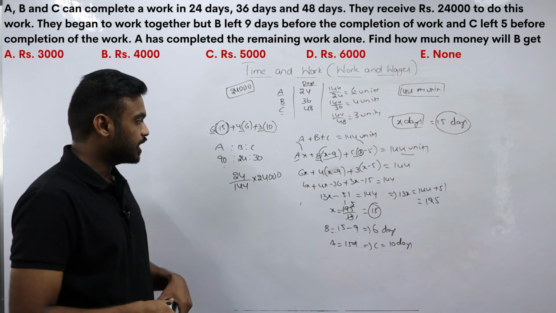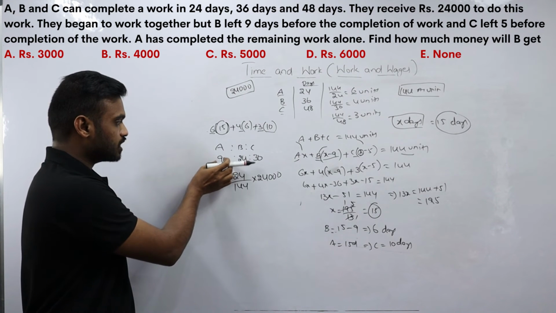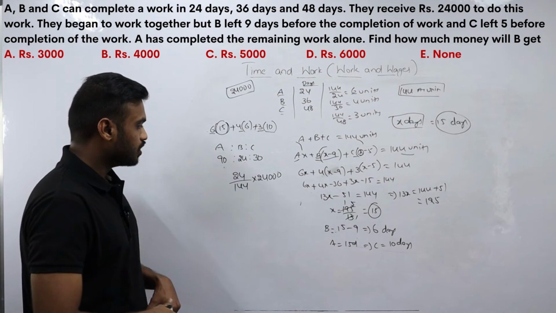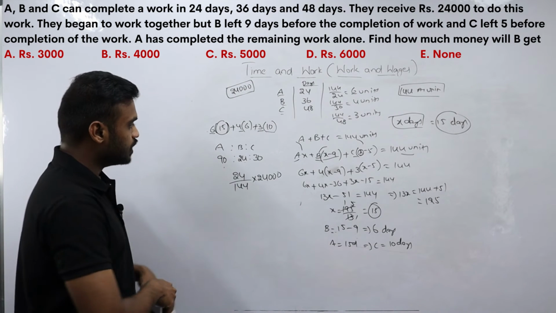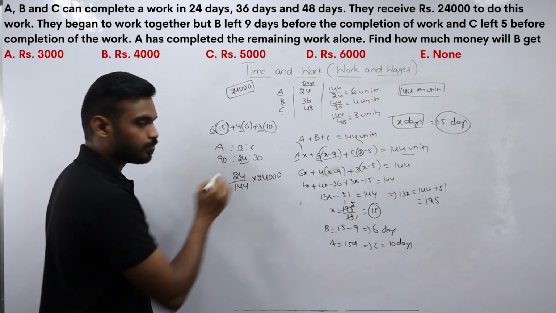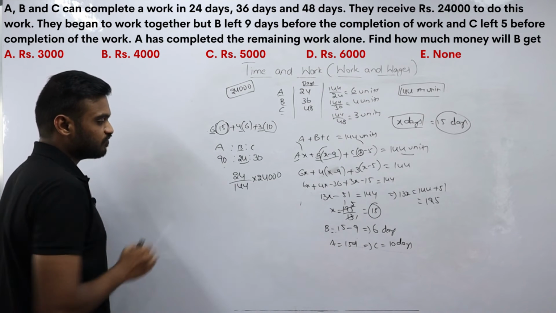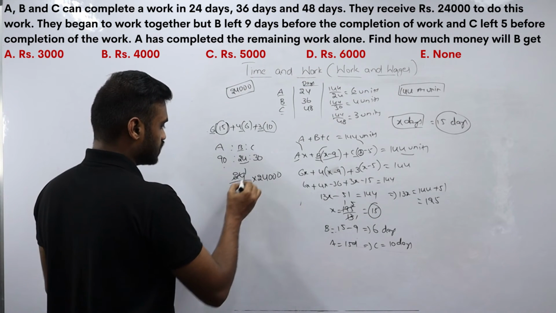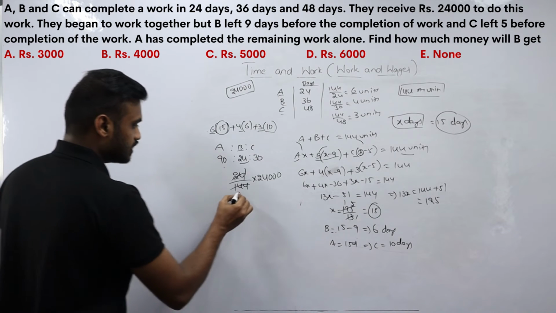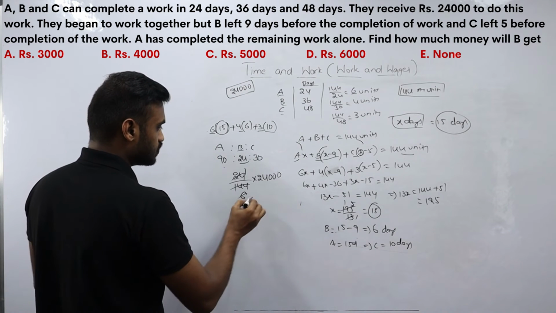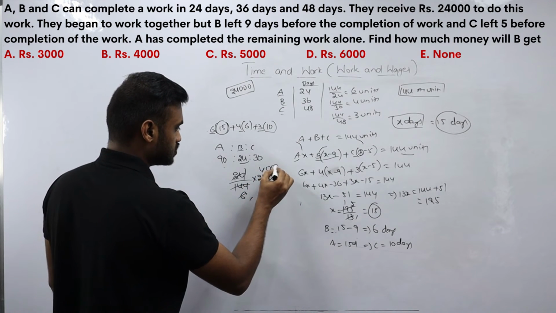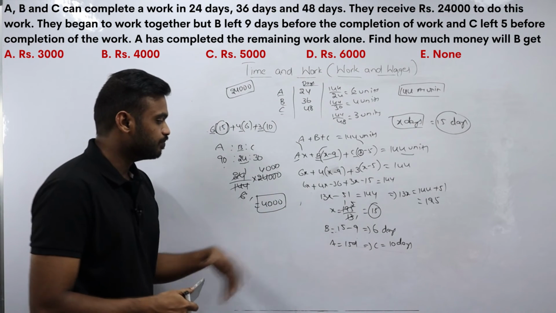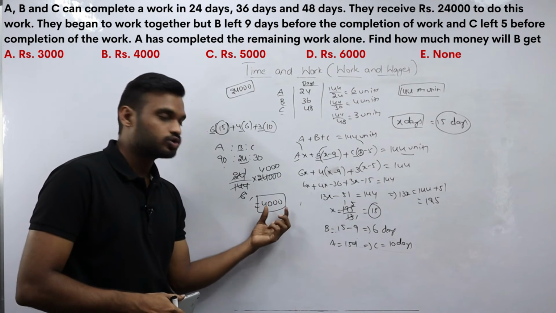I hope you are getting my point. We have the total work done: A is 90 units, B is 24 units and C is 30 units. Out of 144 parts, the share of B is 24 parts. So 24 by 144 into 24,000. 24 ones are 24, and 24 sixes are 144, so it reduces to 1 by 6 of 24,000, which is 4,000 rupees. So the share of B in this 24,000 is 4,000 rupees.